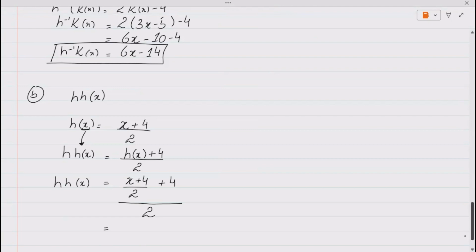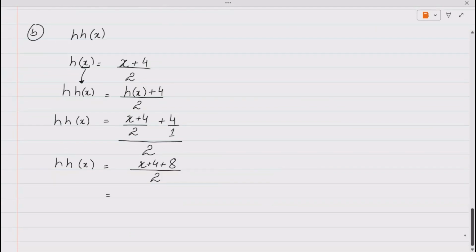Now we have to solve this, numerator first. So 1 multiplied by 1 is 1. 2 multiplied by 1 is 2. Then x plus 4 plus 2 into 4 is 8, and 4 is 12. This is h of h of x.